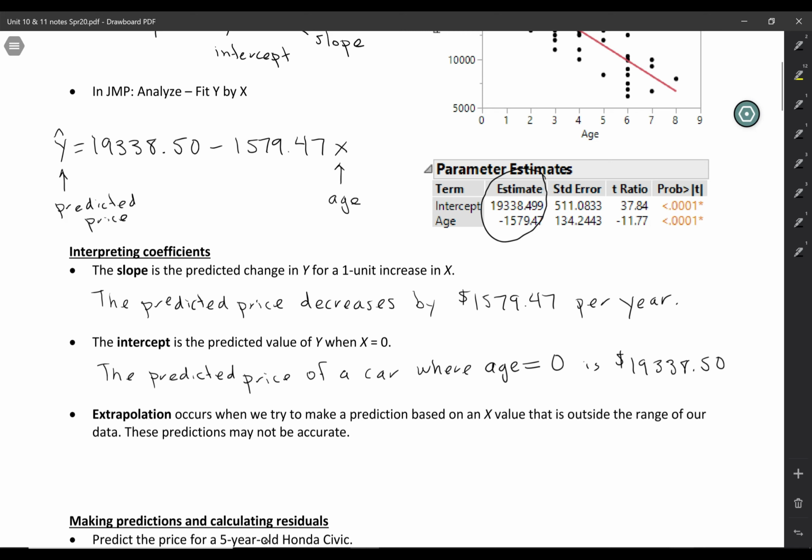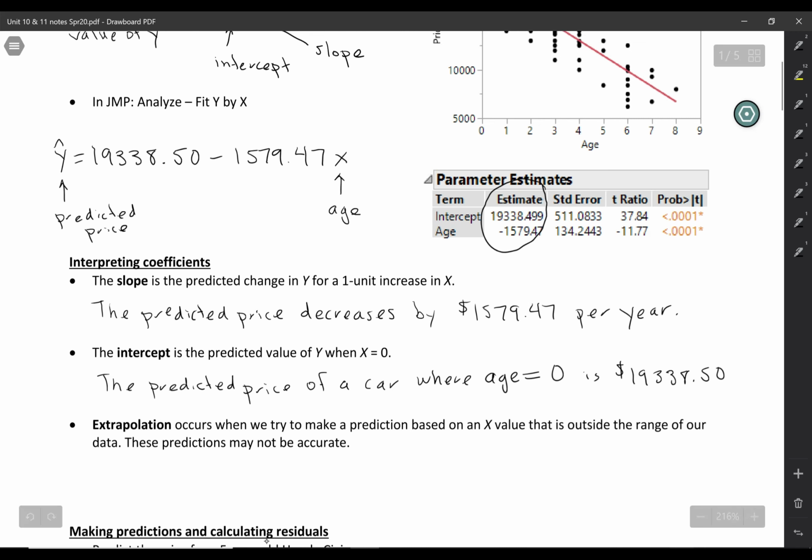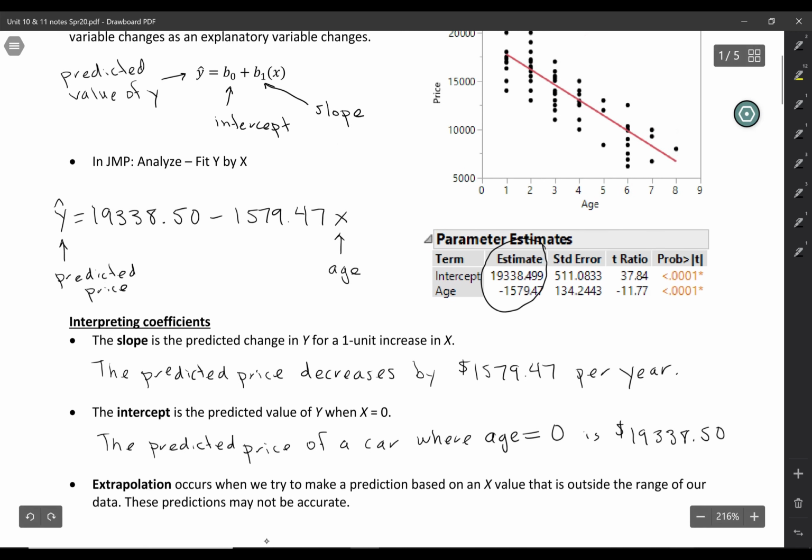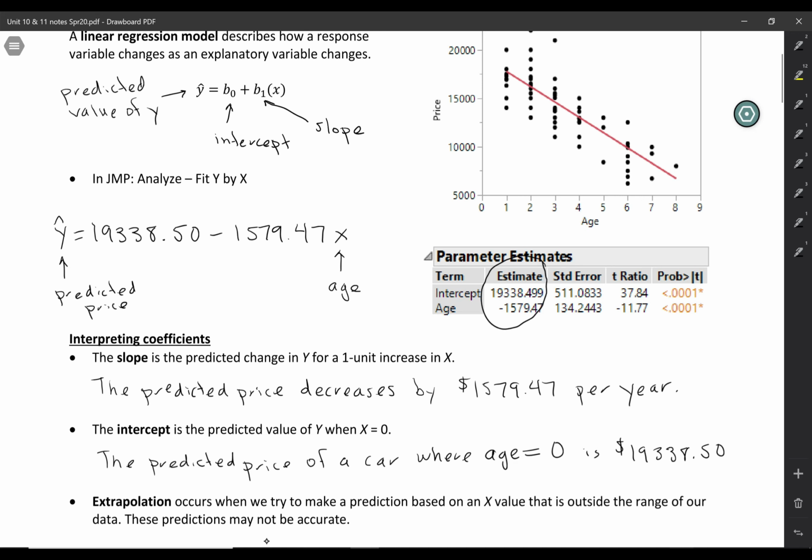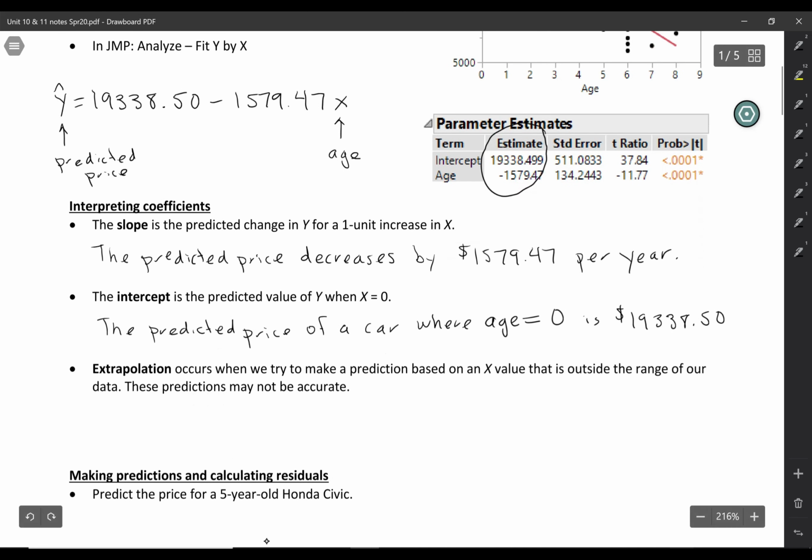We do want to be careful here though. Extrapolation is when we try to make a prediction based on an x value that is outside the range of our data set. And the problem is that these predictions may not be accurate. So at first, it doesn't seem like 0 is very far outside the range of our data set, but if we think about how car prices work, we don't necessarily expect this to be a steady line going back to 0, right? Because we know that cars lose a lot of value as soon as you drive them off the lot, and we don't have any new cars in our data set, right? Our data are for used cars.